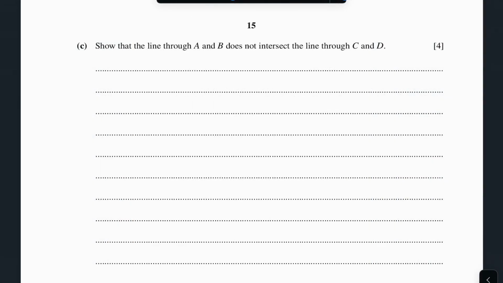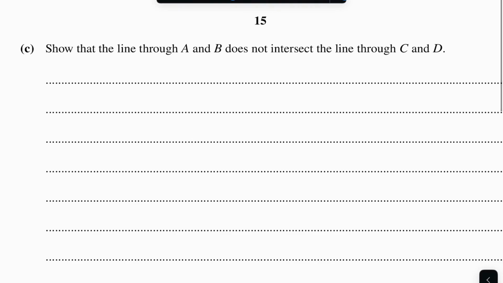Now for part C, we have to show that the line through A and B does not intersect the line through C and D. So first, we're going to have to find the lines through A and B and through C and D. So first, let's see how the equation of a line looks. It will be equal to, let's just say A, first equal to any point on the line, and D for direction. Now it will be the direction of AB because the line is passing through AB, multiplied by a constant, let's call it T.